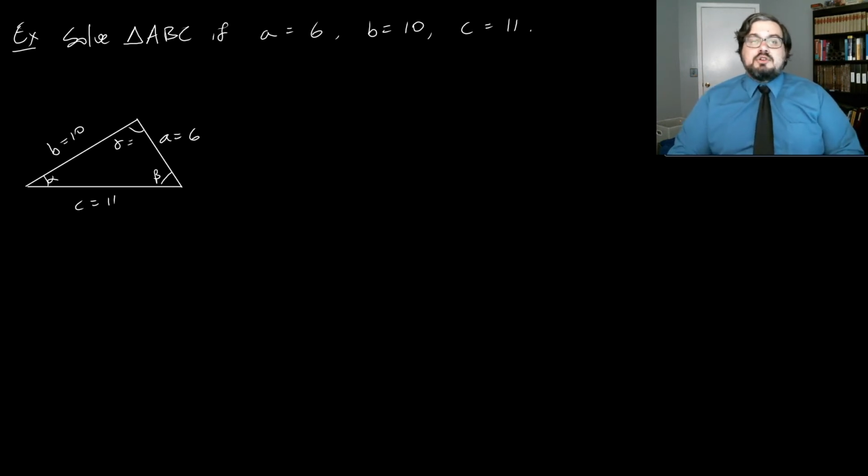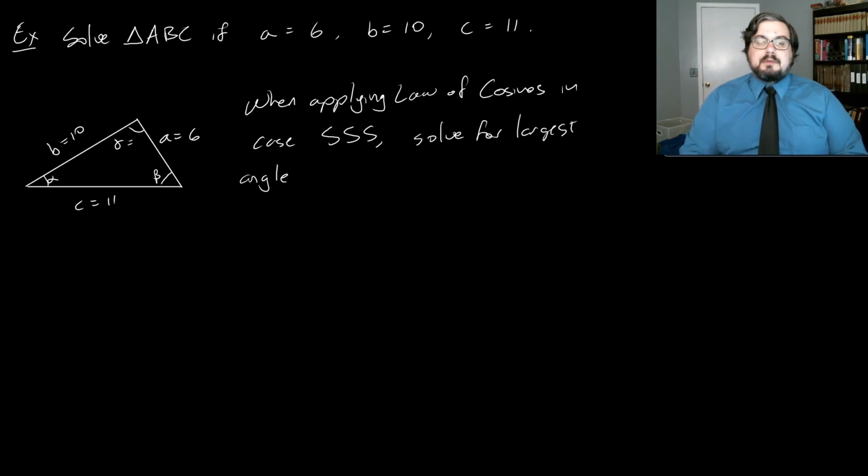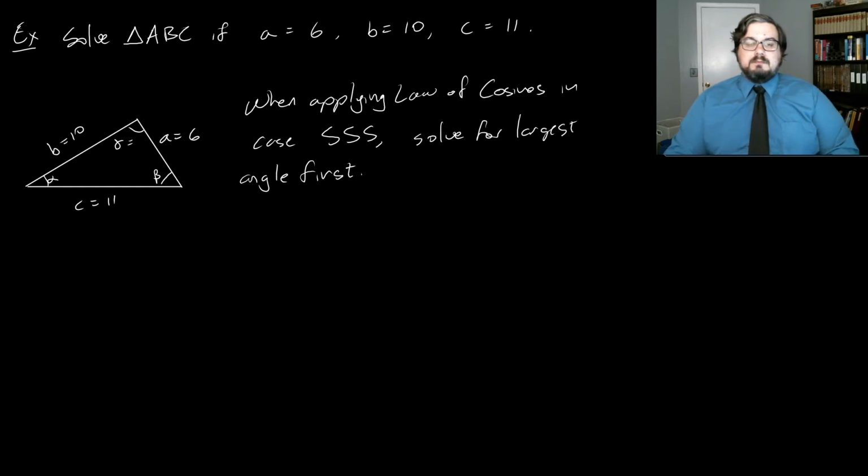Now, there is a good strategy to use here. When applying the law of cosines in the case side, side, side, we always want to solve for the largest angle first. I mentioned that earlier. Now, the largest angle is always opposite the largest side. The largest side of this triangle is side c with length 11. Therefore, we're going to start off by solving for the angle gamma.